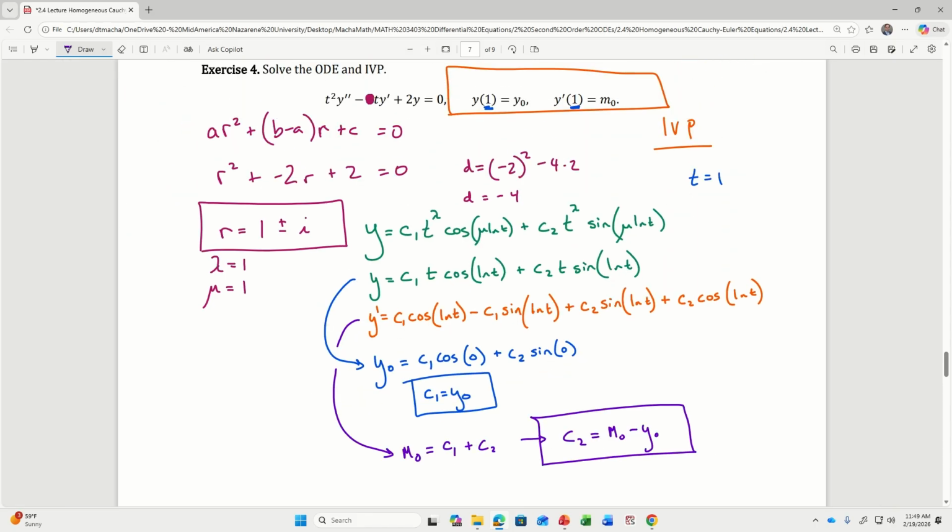That wasn't so bad. Of course, the initial value problem might be a little bit more complicated if you didn't have 1 and 1 for your real part and your imaginary part. If this was like 2 and 3, then of course there's going to be a little bit more algebra when you get to this point. But keeping t equals 1 in the initial value problem is nice because the natural log of 1 is 0, and cosine of 0 and sine of 0 are nice numbers. So we'll try to do that with our initial value problems.